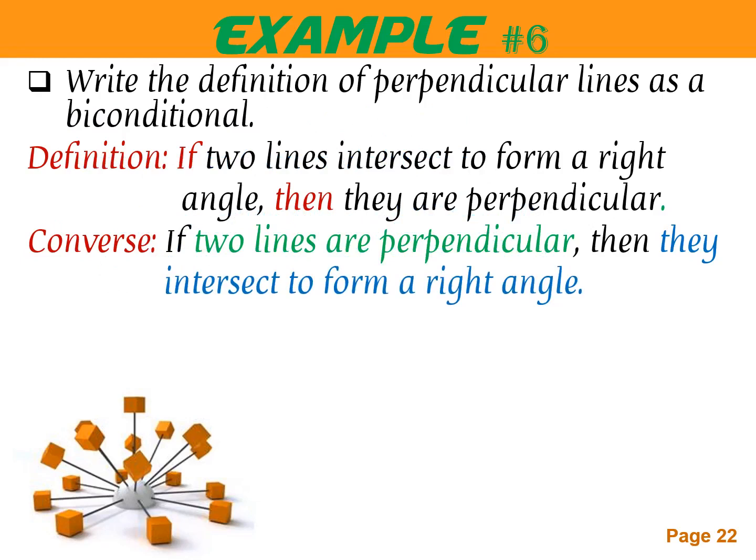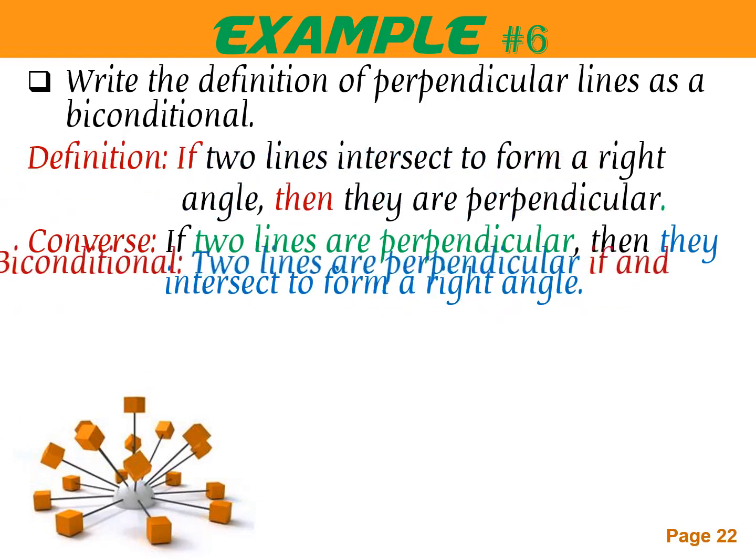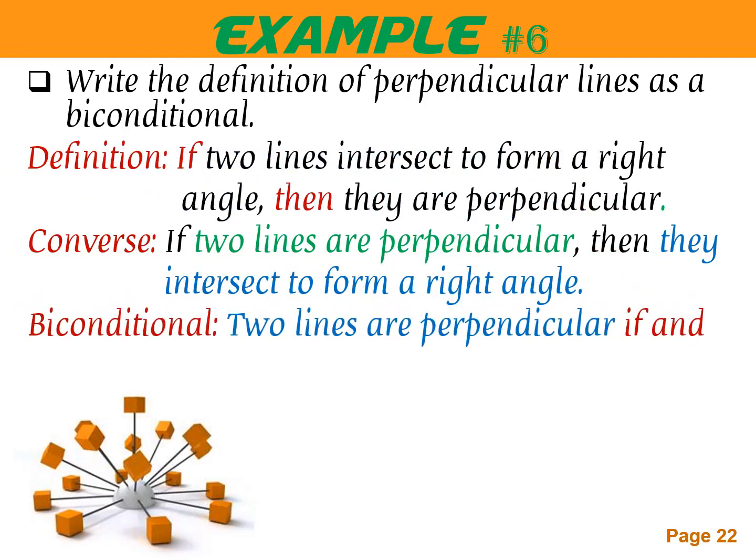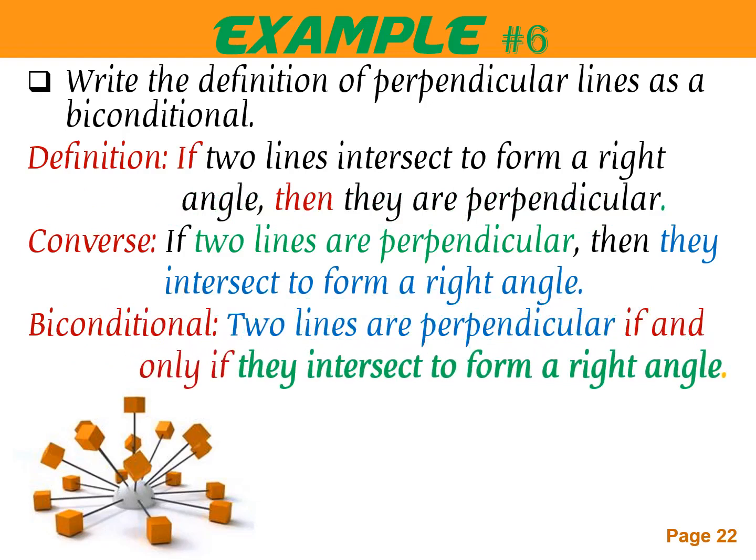And since the conditional and the converse are both true statements, we can write it into a biconditional. The biconditional statement will be: two lines are perpendicular if and only if they intersect to form a right angle. So this is how you form the biconditional statements. Your conditional and your converse should both be true.